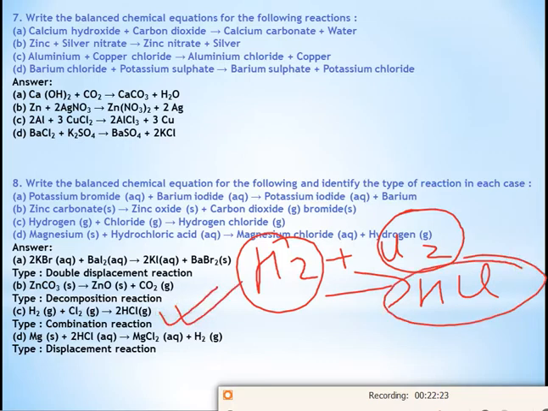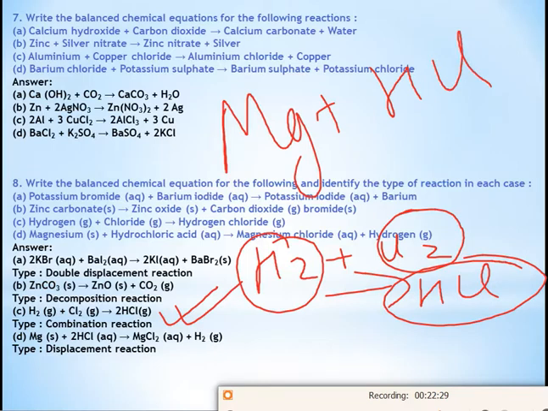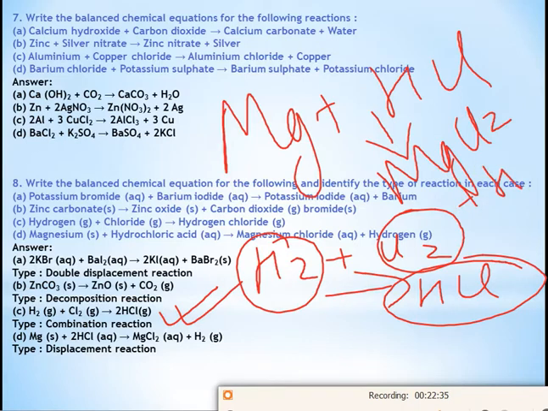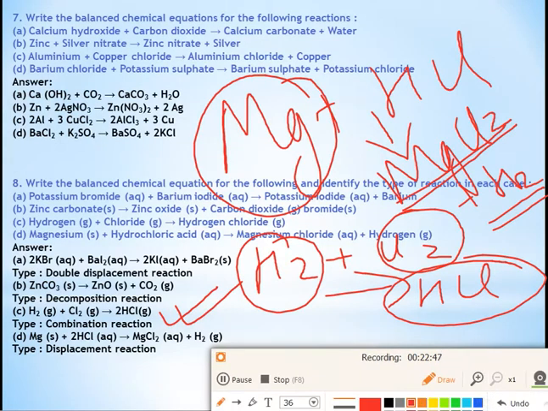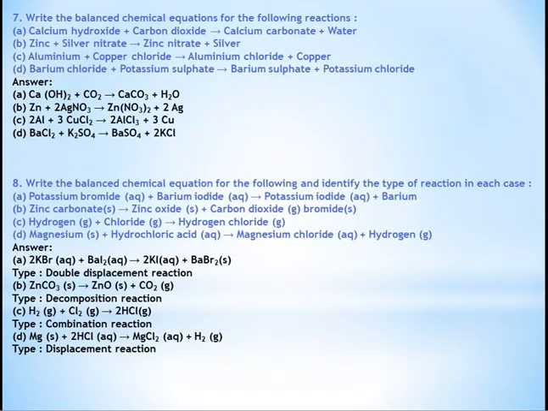Next one, magnesium, Mg, plus hydrochloric acid, HCl, gives you magnesium chloride, MgCl2, plus hydrogen, H2. So this is an example of displacement reaction. In this, magnesium is more reactive than hydrogen. It will take the place of hydrogen and form magnesium chloride, and hydrogen will come out from the reaction. So this is an example of displacement reaction.